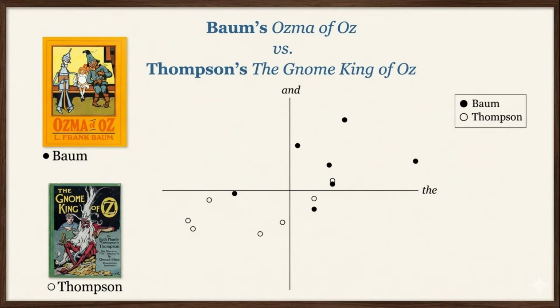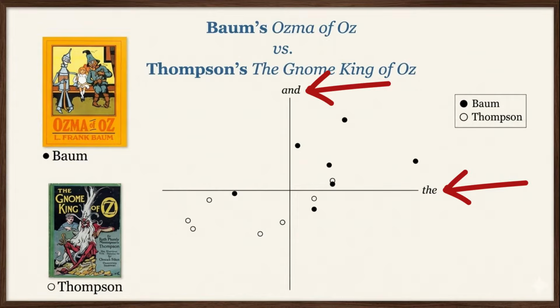If we take one book from each author and only use the 2 common words the and, we get this scatter plot. Each point is a text block, and the axes show how often those 2 words appear. The black circles are Baum, and the empty circles are Thompson. But the points are mixed together, so we can't separate the 2 authors. 2 words simply aren't enough.